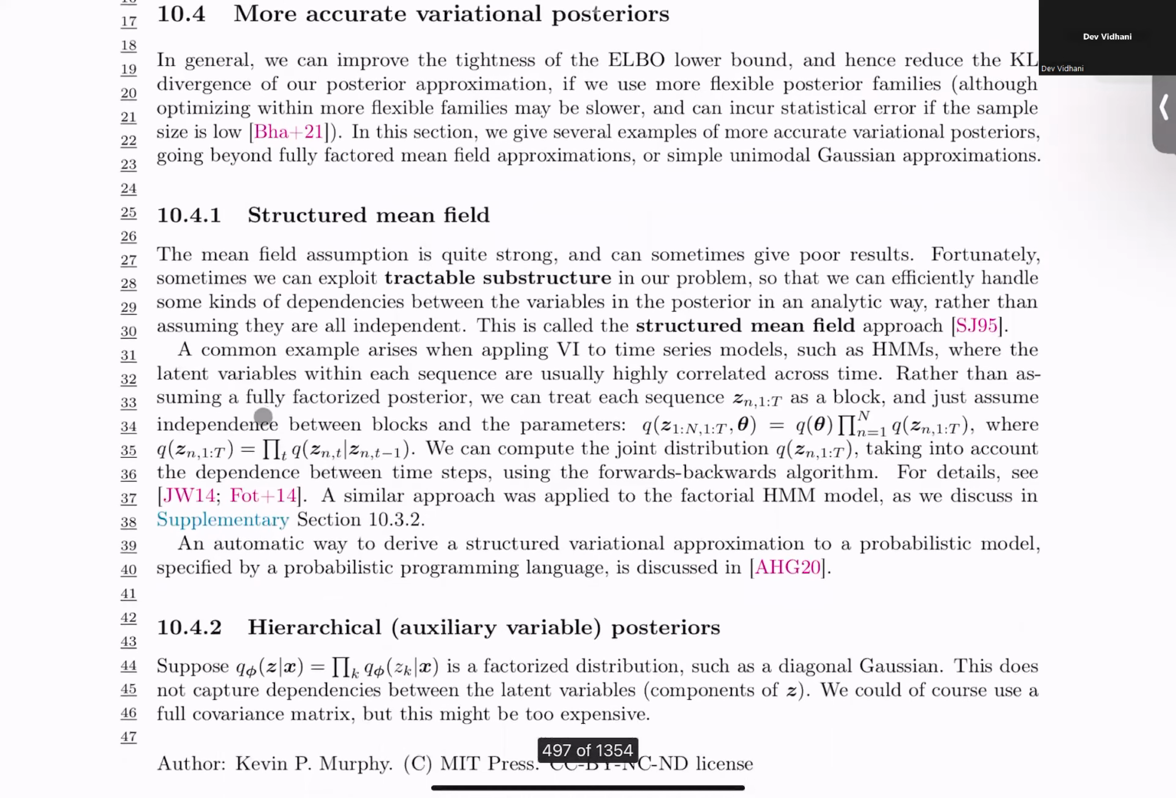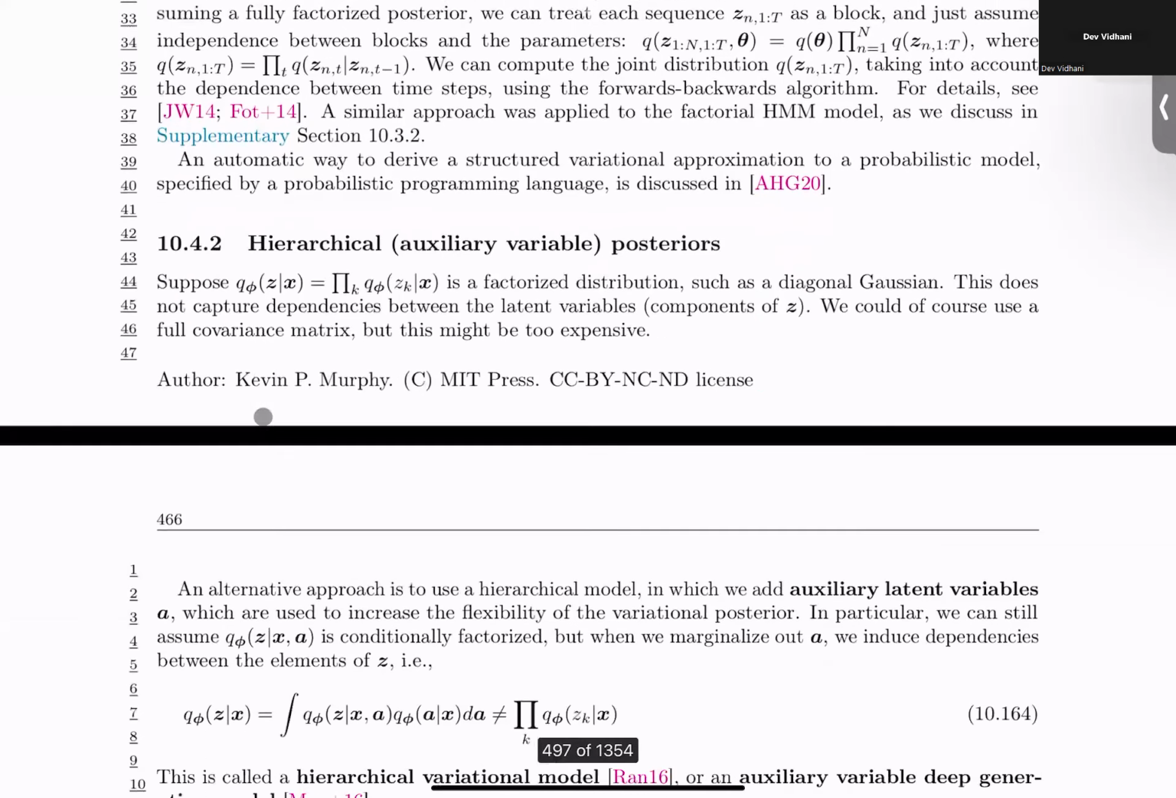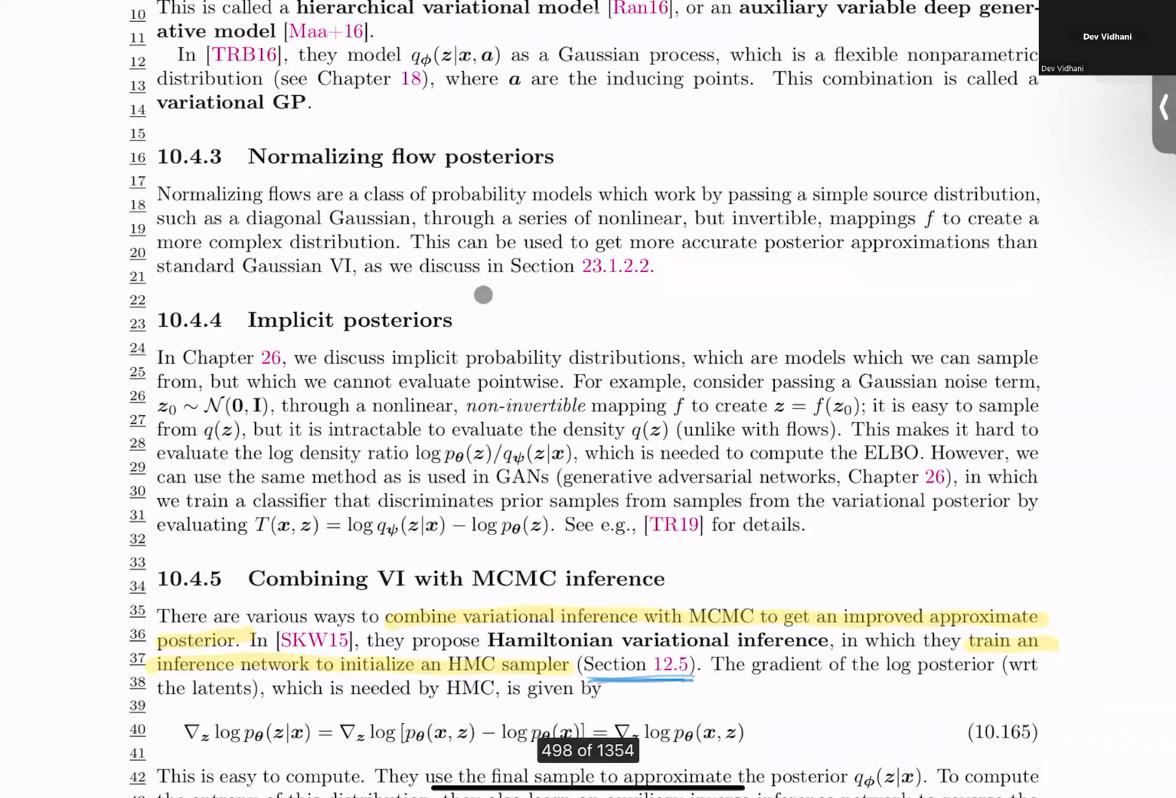Yeah, there are more techniques on more accurate VI, structured mean field. I did not even read that, but they are referring to the future sections, so I felt comfortable skipping past those. So, for example, this hierarchical posterior is in chapter 18, normalizing flow is in 23. This is in chapter 26.